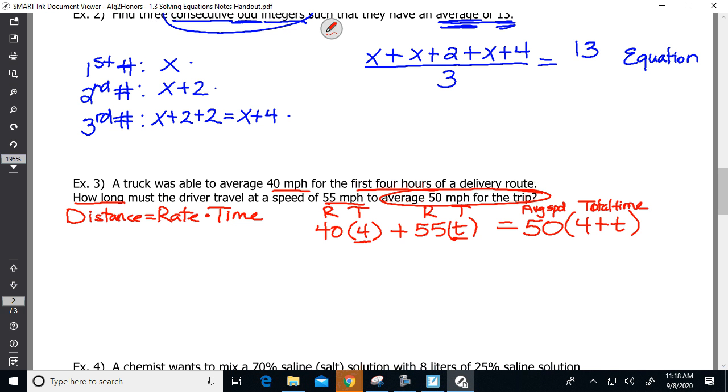So here's the thinking behind the problem. 40 and 4, that's the first 4 hours of the trip. 55 and t was the remainder of the trip. So the ending part of it is the total.